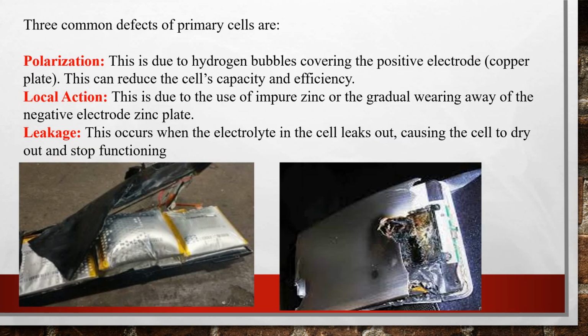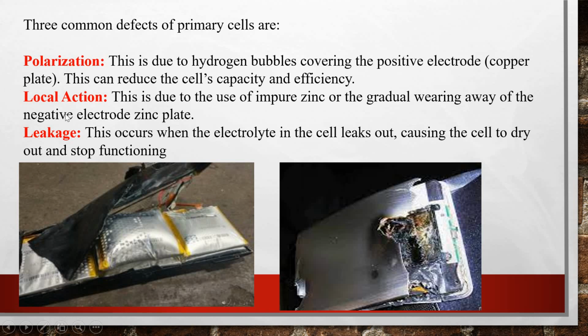So what are the defects of primary cells? Polarization. Polarization has to do with the production and accumulation of hydrogen bubbles around the positive electrode. It covers the electrode and then prevents it from delivering current. So this reduces capacity because the cell will need to overcome polarization. We need to overcome the effect of the hydrogen bubble accumulation.